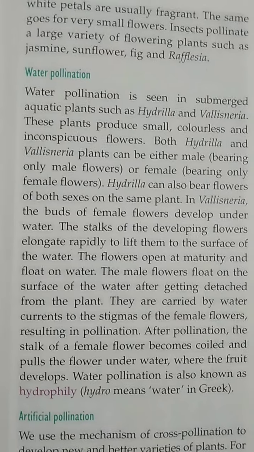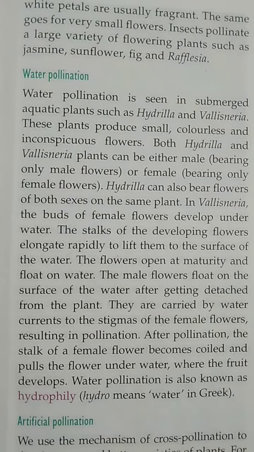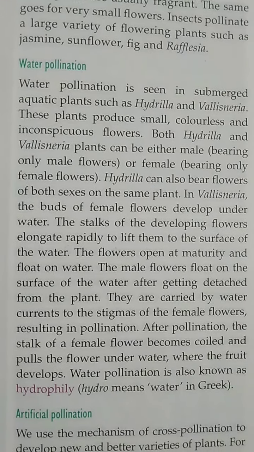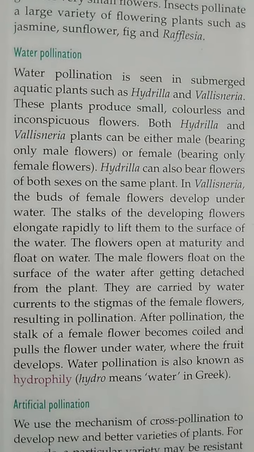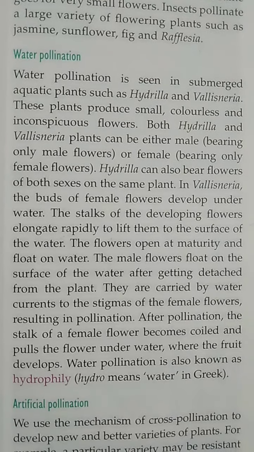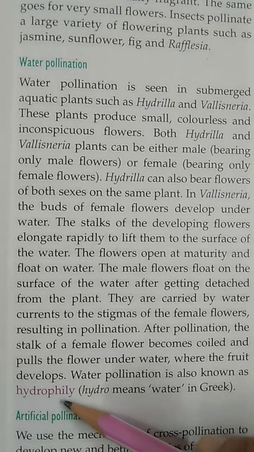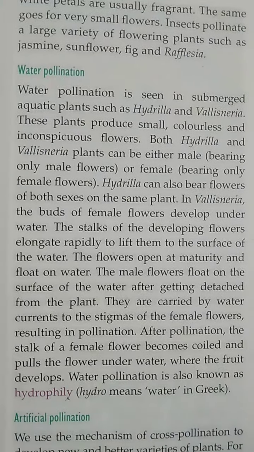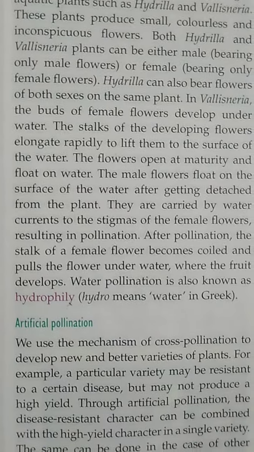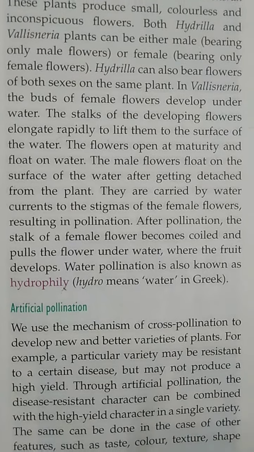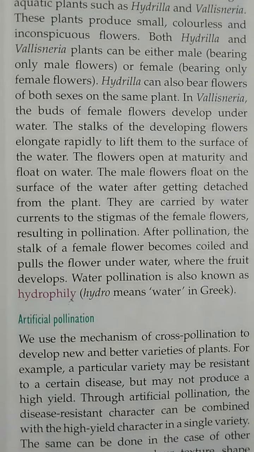pollination. Now after pollination, the stalk of the female flower becomes coiled and pulls the flower under water where the fruit develops. So in this way, water pollination occurs, and this kind of pollination is also known as hydrophily. So it is all about water pollination. Now students, these are the three ways of natural pollination: insect pollination, water pollination and wind pollination.